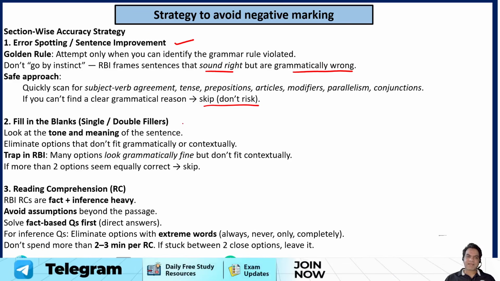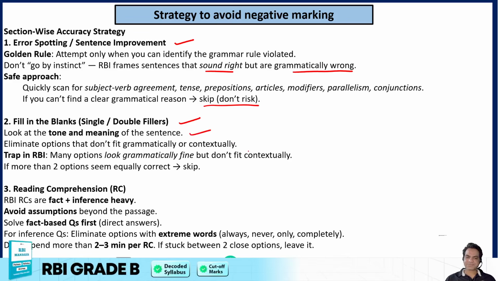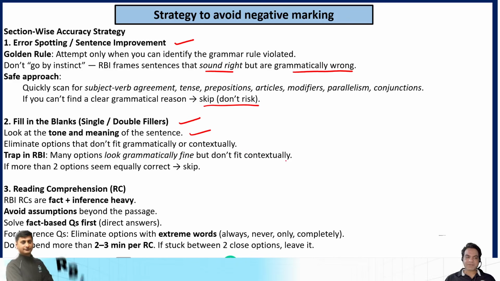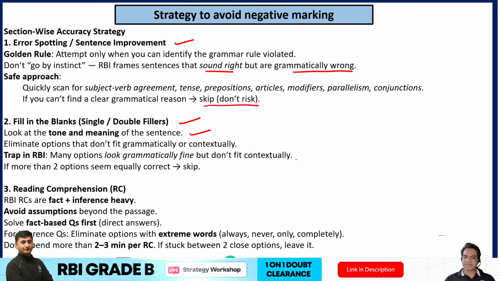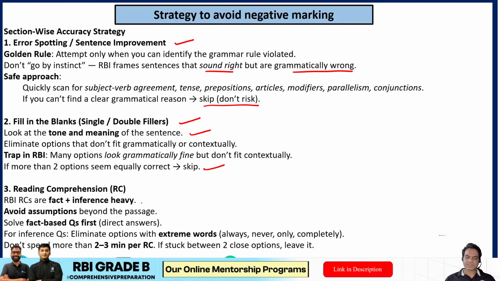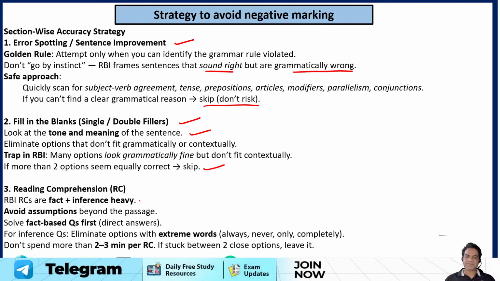Right. In fill in the blanks, which are basically single fillers and double fillers, look at the tone and the meaning of the sentence. Eliminate the options that don't fit grammatically or contextually. Then what is the trap that you see in RBI? Many options look grammatically fine, but they don't fit contextually. So if more than 2 options seem equally correct, skip it. That's the golden rule.